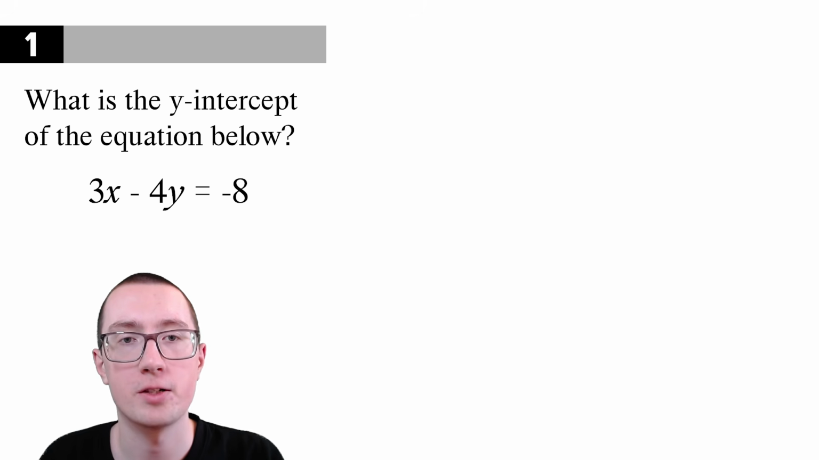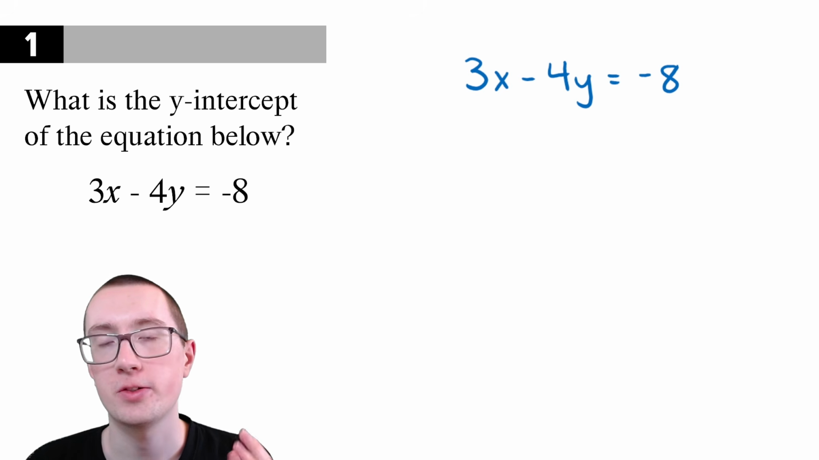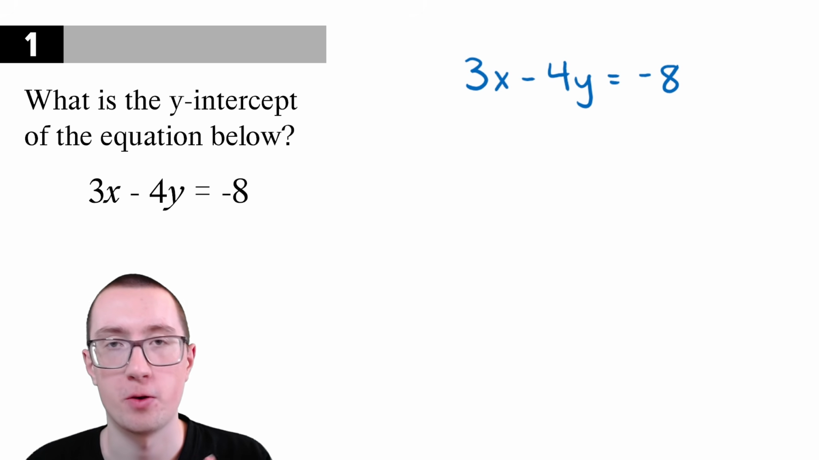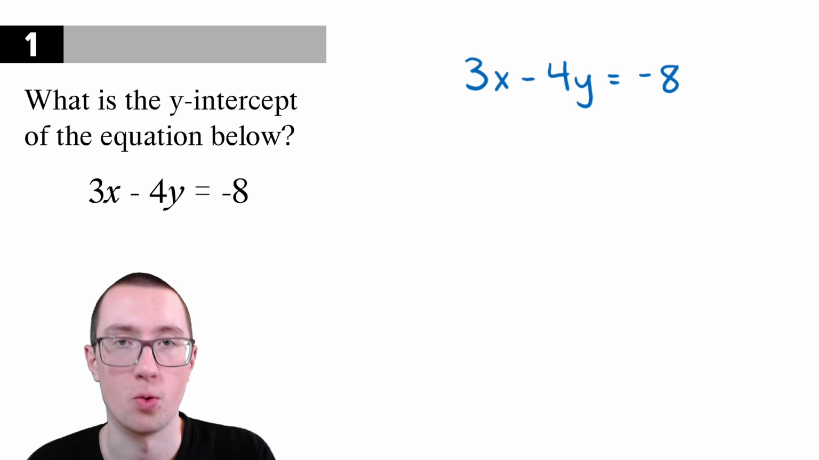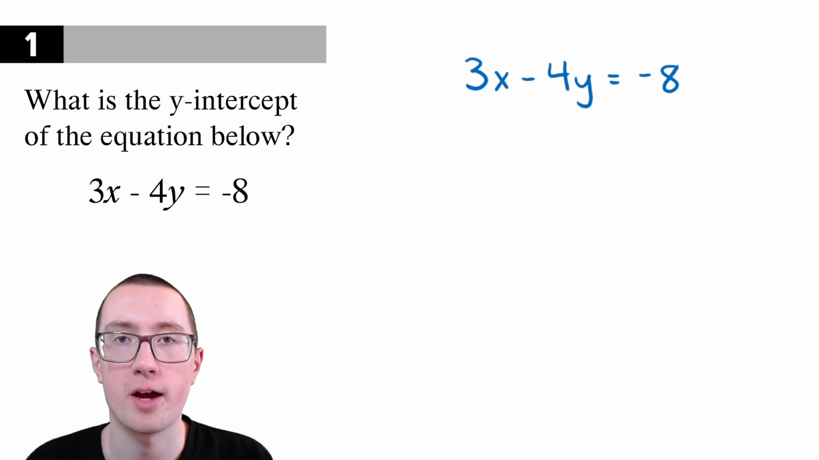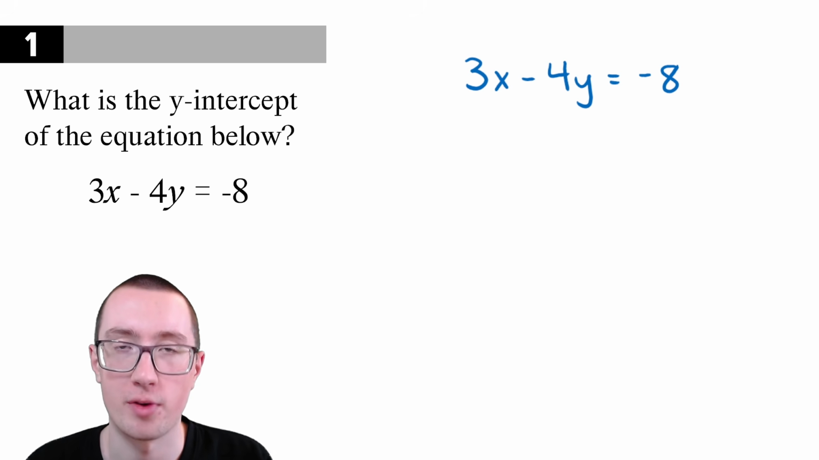We need to find the y-intercept of the equation 3x minus 4y equals -8. So normally you can find the x and y-intercept of a line of an equation by seeing where it crosses the x-axis or the y-axis. But in this case, we don't have this graphed, and honestly, I don't want to bother graphing this.